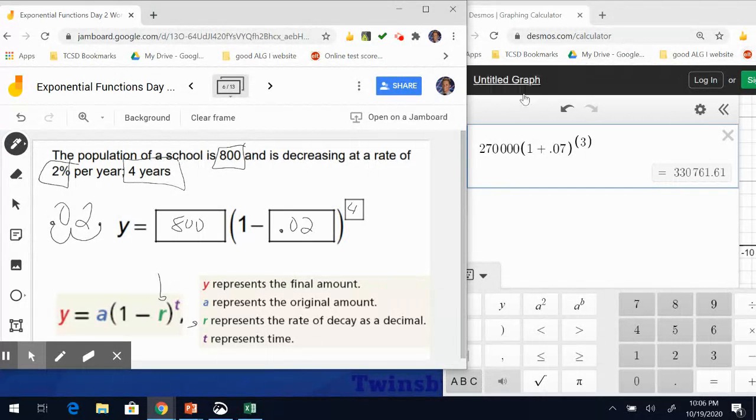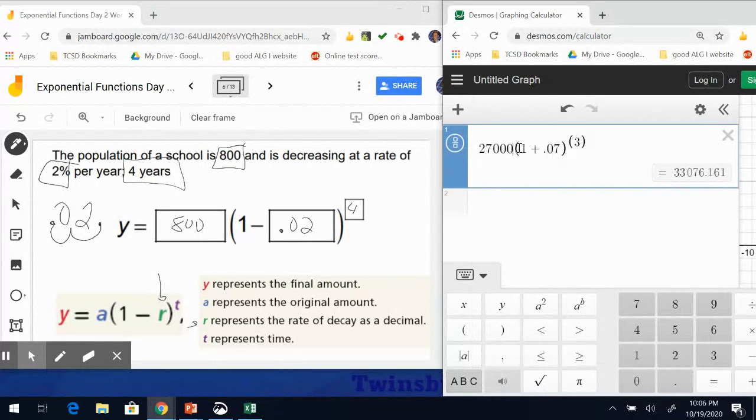Again, I can do the math if I really wanted to, but I'm going to be intelligently lazy and use my best friend. What's my best friend here? Desmos. And again, before with growth, it was a positive inside that growth factor. It's going to be a subtraction. And I need to change that 0.07 to 0.02, and then change that 3 to a 4. That was my old problem.